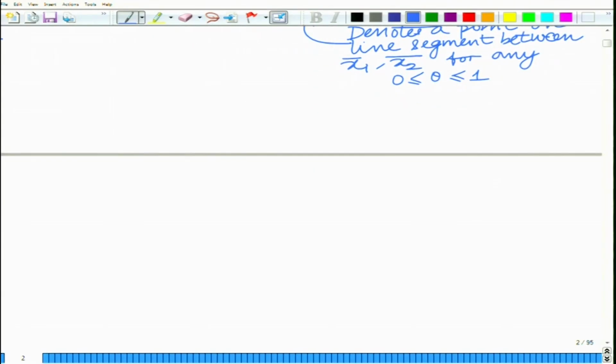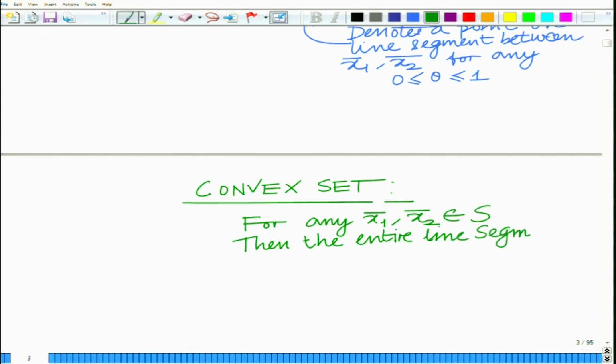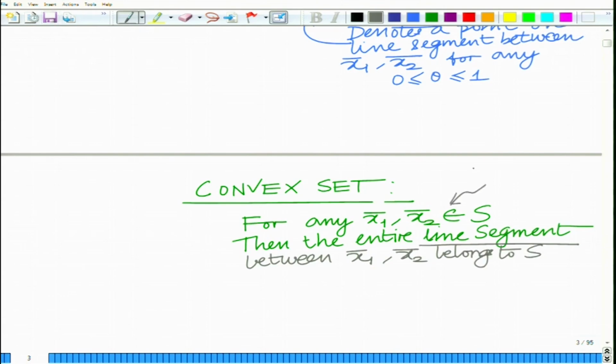Okay. Now, what is the definition of a convex set? A set is termed a convex set if, that is, if any two points x1 bar comma x2 bar belong to S, then the entire line segment, not the line, the entire line segment between x1 bar and x2 bar belongs to S. Okay, this symbol is basically belongs to.